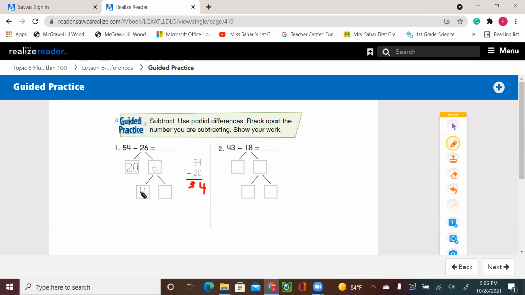Now I'm breaking the 6 to 4 and 2. Why 4 and 2? Because I have 4 here. That's why that was the right choice. So now 34 minus 4 equals, very good, 30. And then what I have left, 2. So I take away the 2 from the 30. My answer is 28. So 54 minus 26 equals 28.